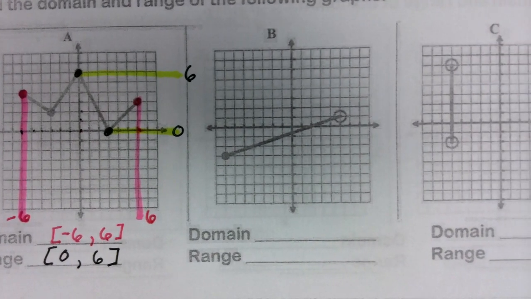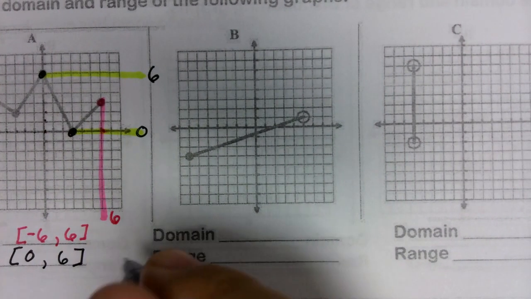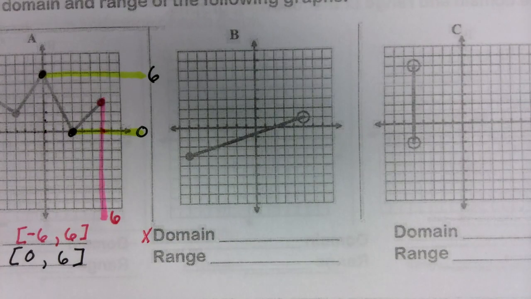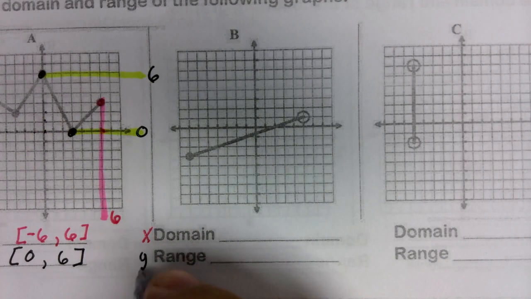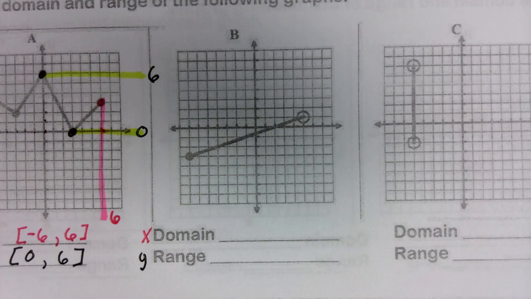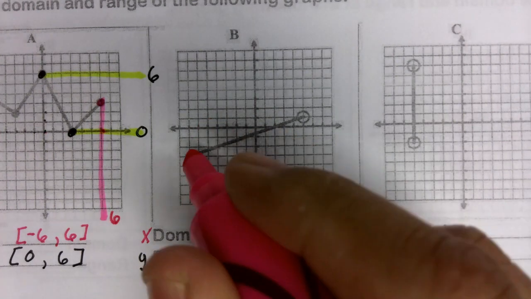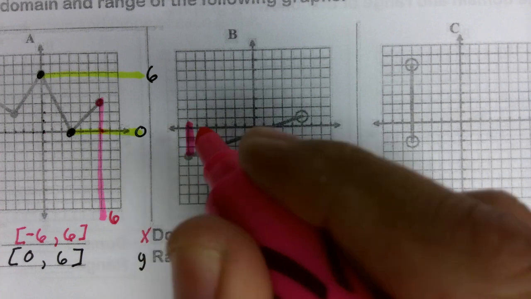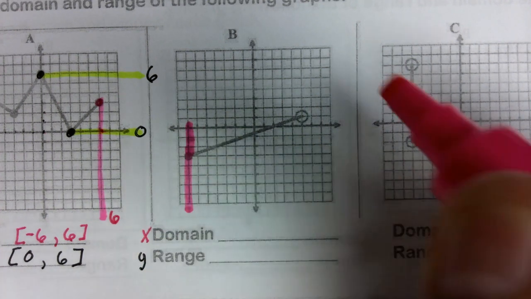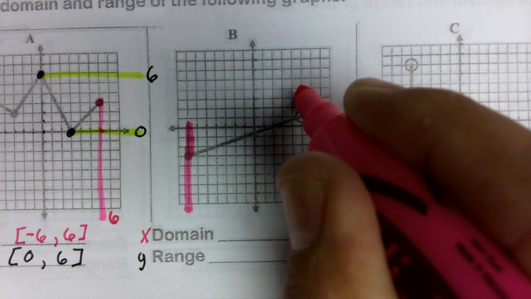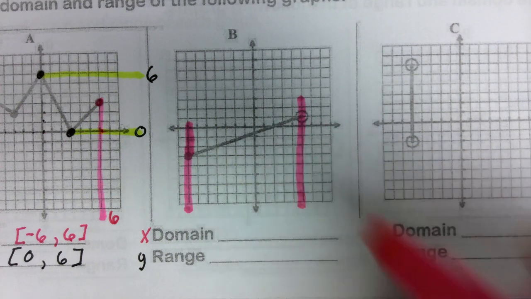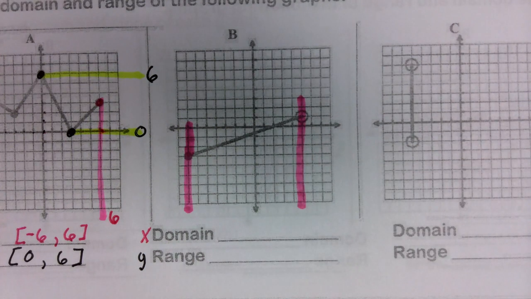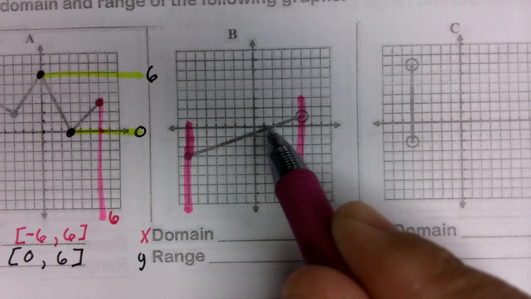So I'm going to do one more for you. Once again, I'm just going to write x to remind myself that the domain is my x values, my left and right, and put a y by range to remind myself that it's my up and down values, our vertical values, and that's my y. I'm going to find the domain first. It looks like the furthest it goes to the left is right here, and the furthest it goes to the right is right here. I'm going to count those spaces and we'll see what we come up with for the domain.